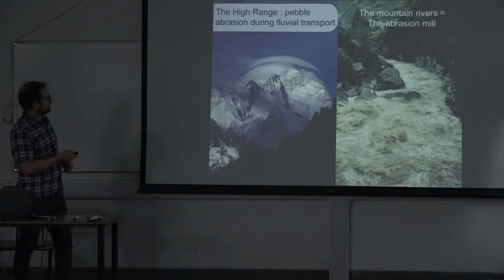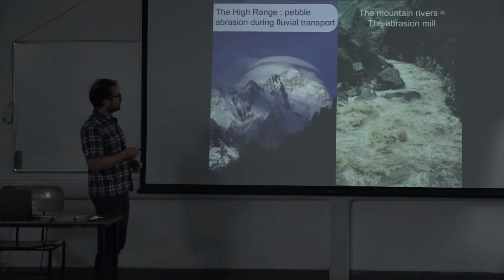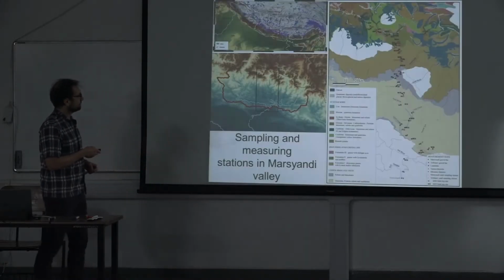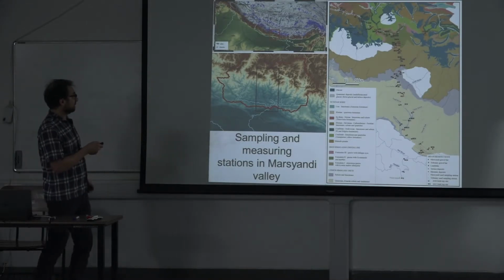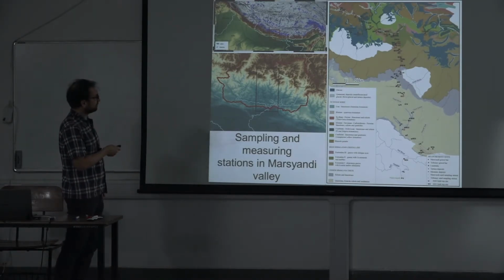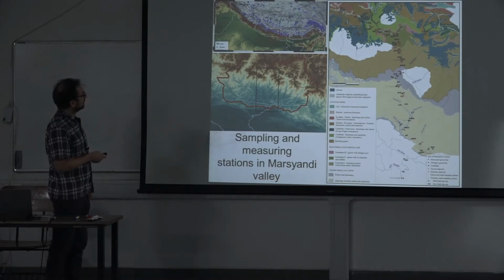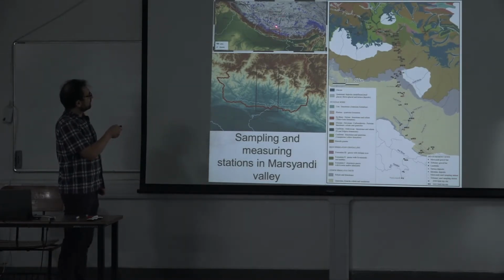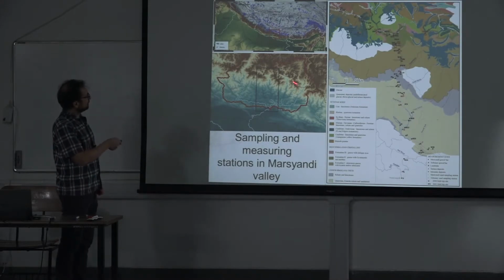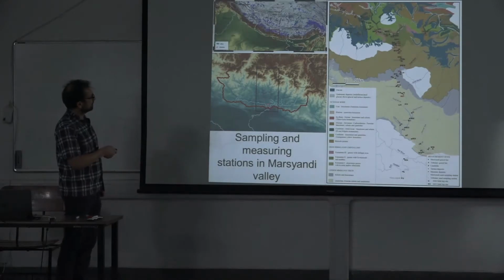So let's look now at the abrasion process that can reduce the size of your particles. For that, I will show you some examples from central Nepal, which we studied several years ago with a former student, Mikhail Attal. Go back to central Nepal, the Narayani watershed. Here in the middle, the Marsyandi River.